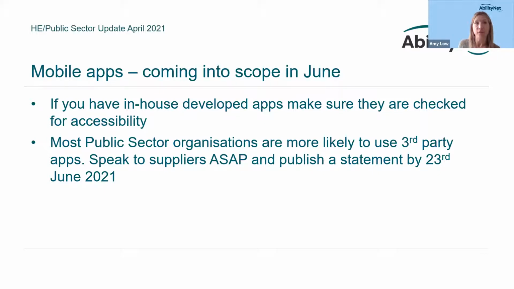Typically with universities and public sector bodies that we're talking to, quite a lot of third-party mobile apps are in use of some sort or another. So if you haven't already, do gather the details together of all of these apps that might be in use at this moment in time. Speak to suppliers to get their accessibility statement info and publish a statement.